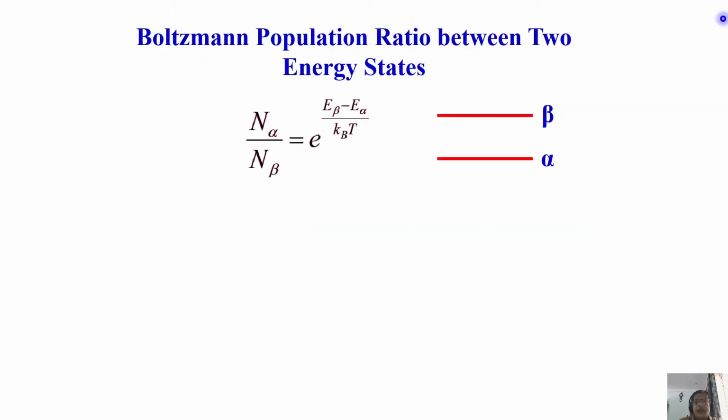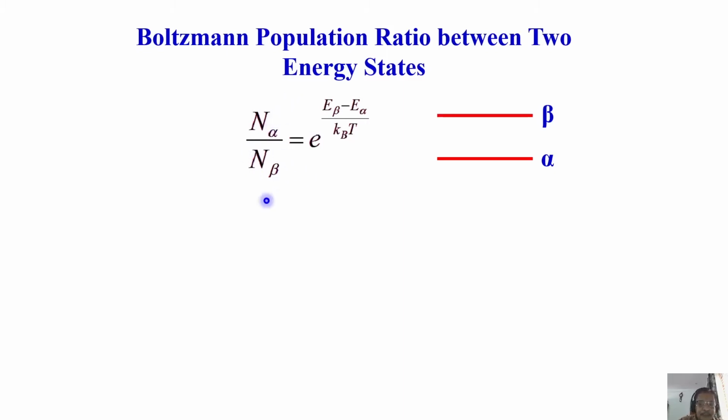Okay. So what is this Boltzmann equation, which defines the population ratio between two energy states? This is simply given by this expression. N alpha by N beta is equal to e to the power of the energy difference between beta and alpha states over Kb into T. K is the Boltzmann constant, T is the temperature. But don't get confused. In some books, it is written as e to the power of minus E beta minus E alpha, depending upon which one is your upper state and which is your lower state. Normally, it is N of upper state or N of lower state, N beta or N alpha.